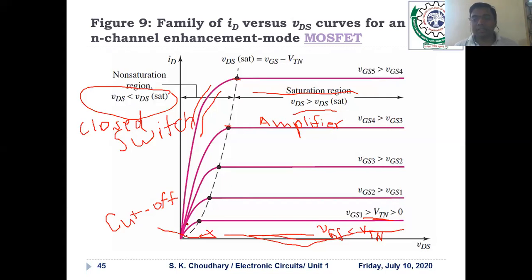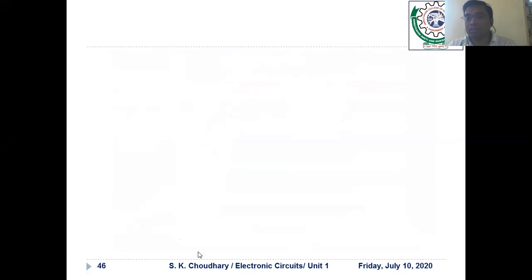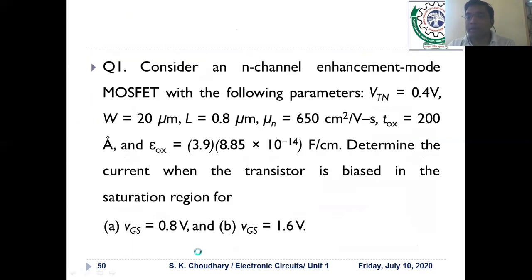And third is the most useful region, the saturation region, where VGS is greater than the threshold as well as VDS is larger than VDS saturation. In this region it acts as an amplifier, and we have to focus on the saturation region because we are concerned with using the MOSFET as an amplifier.